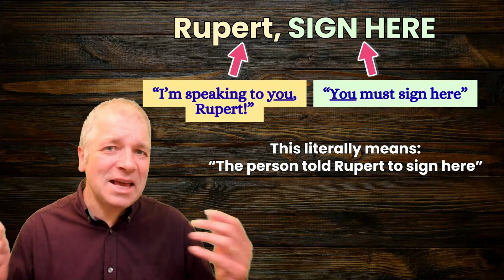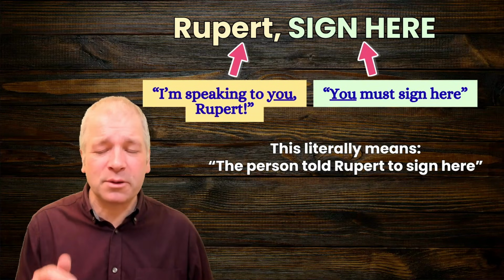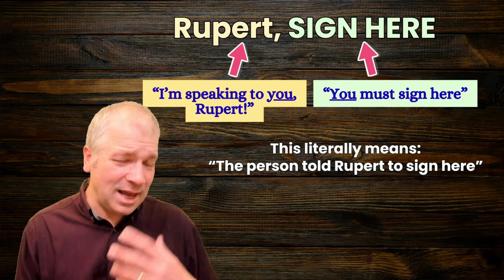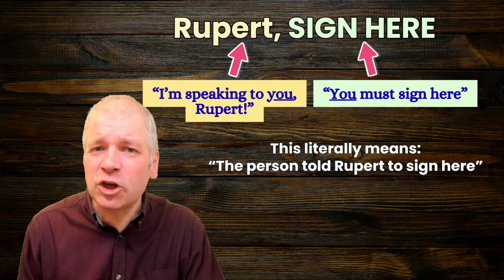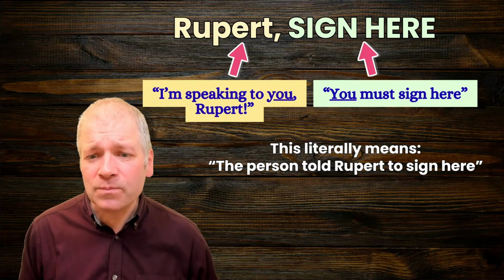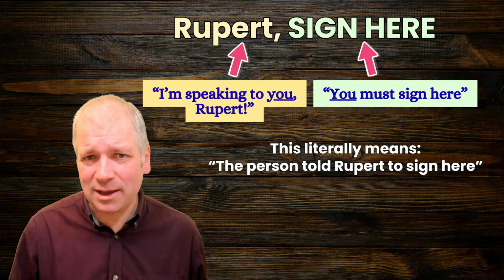Rupert, sign here. What does this literally mean? It literally means the person told Rupert to sign here. Rupert, when in this form, means I'm speaking to you, Rupert. I say your name so you know it's addressed to you. And sign here literally means you must sign here. It's an order.